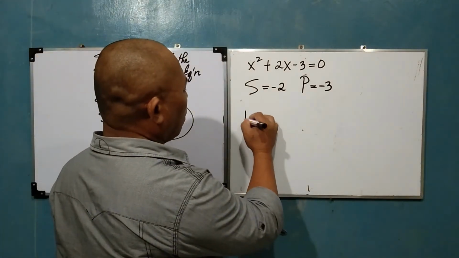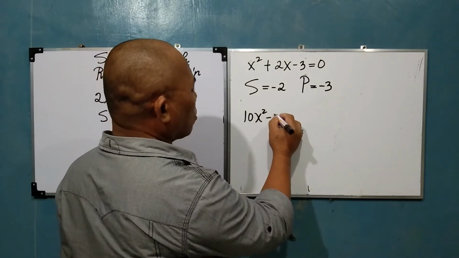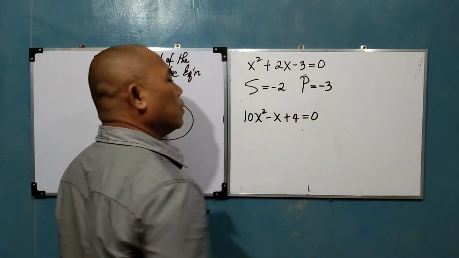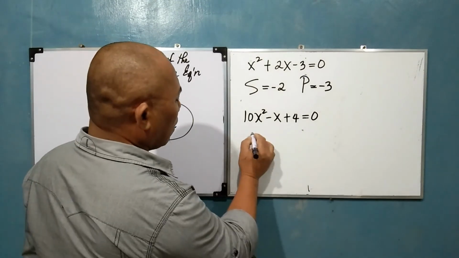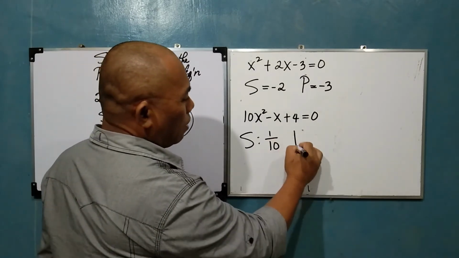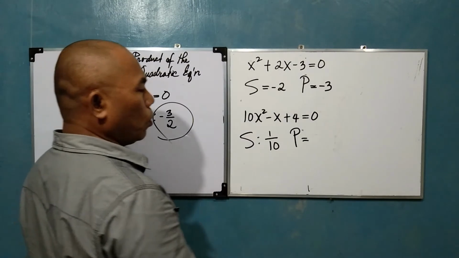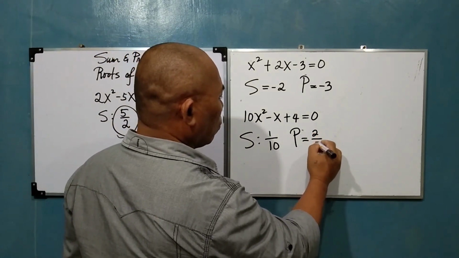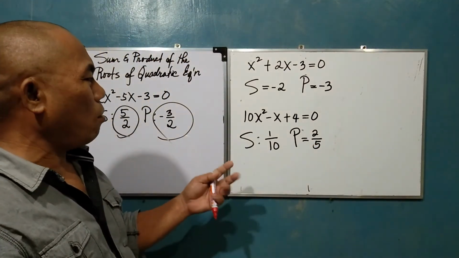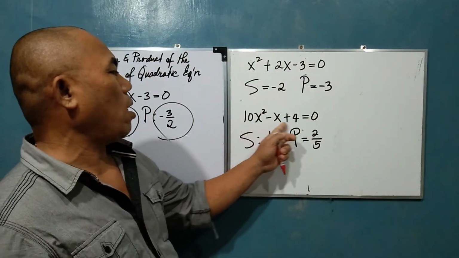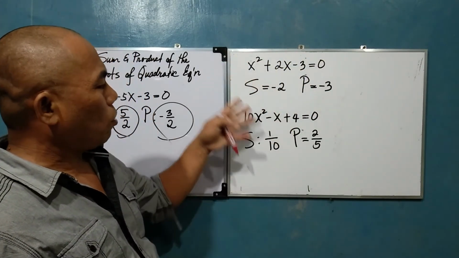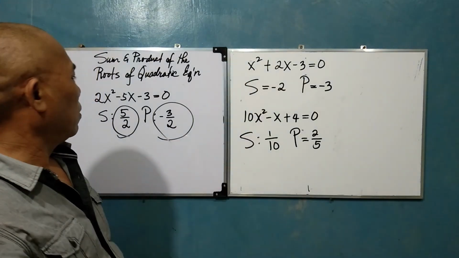Another, if I have here 10x squared minus x plus 4 equals 0, I can easily tell that the sum is equal to 1 over 10 and the product is equal to 2/5. Okay? I do not really know what the roots of this equation are. Just like this, I do not know what the roots are unless I have to get the roots of the given quadratic equation. Okay, so what's the technique?